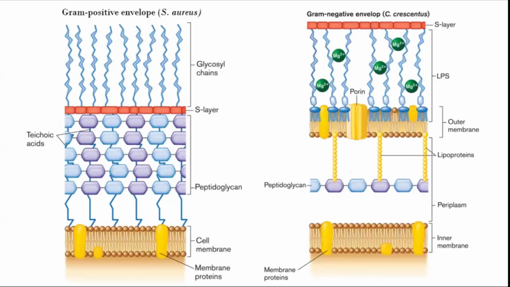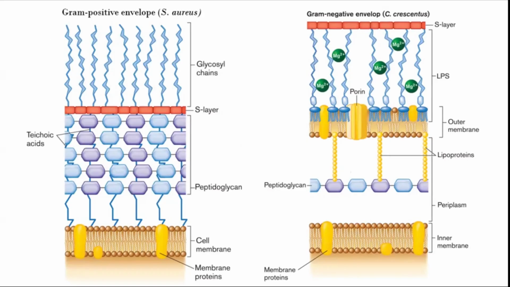On the left, we have a gram-positive envelope. On the right is the gram-negative envelope. So if we look at the gram-positive, we have the cell membrane, because every cell needs a cell membrane. And then we have a very, very thick layer of peptidoglycan. So it's not just one or two layers. It's not like one or two sheets. It's many stacked on top of each other outside of the membrane.